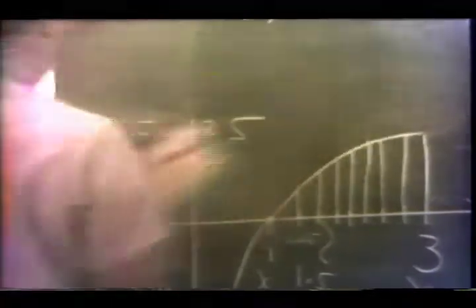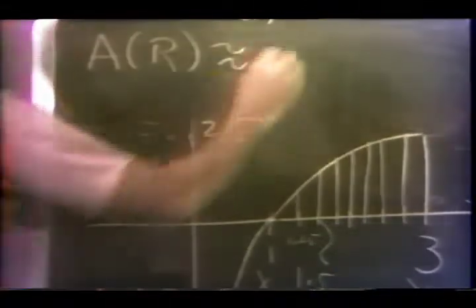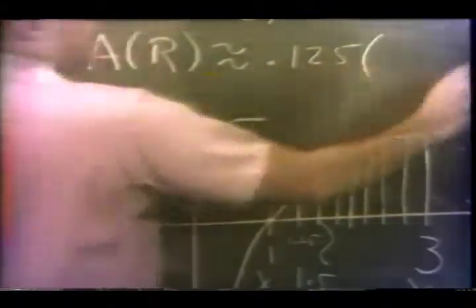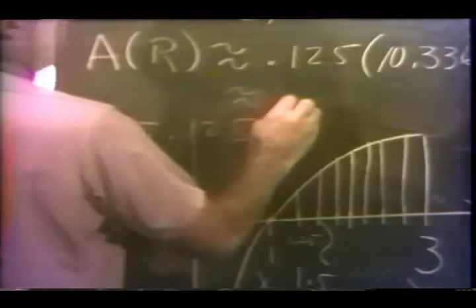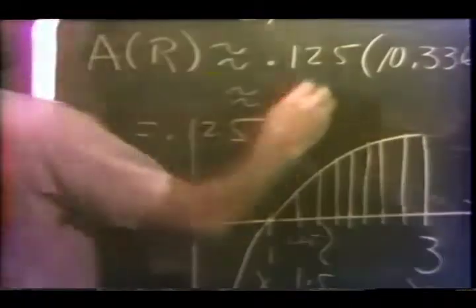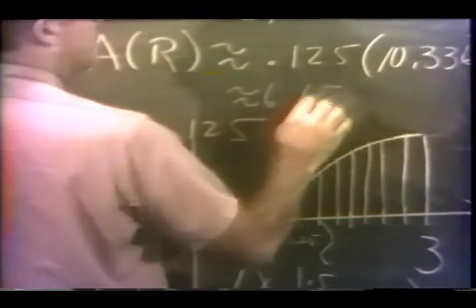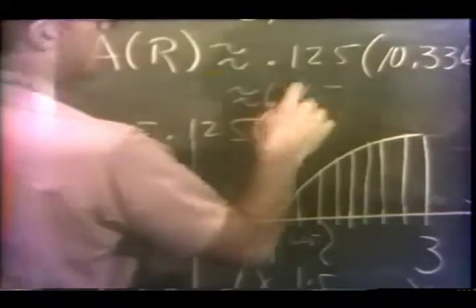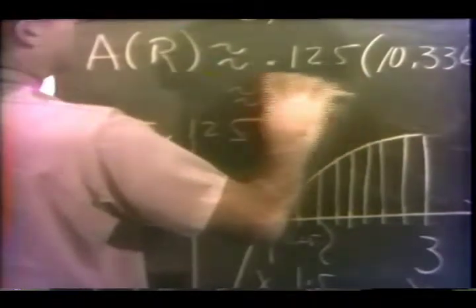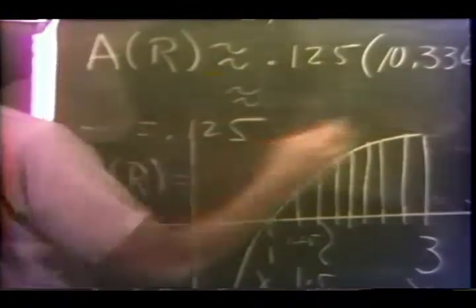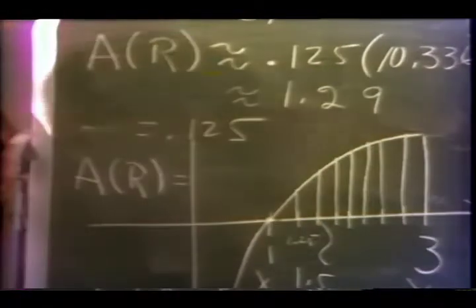I was checking your adding. All right. The area of the region then is approximately 0.125 times 10.336, which gives us approximately 6.68. 1/8 of that can't be. Oh, 1/8, okay. It's 1.29. Sounds better. That sounds a lot better.